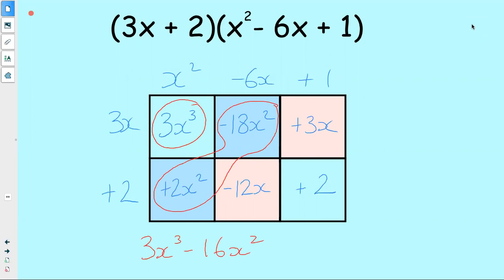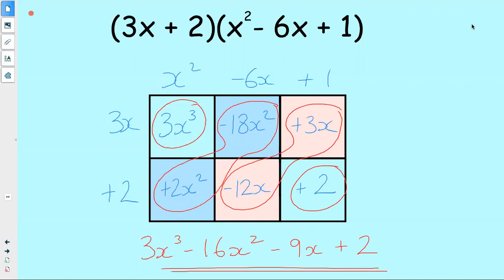And when we look at my x terms, I've got a negative 12x, add on a 3x. So that becomes negative 9x. And then I've got a positive 2 just sitting there on its own. Nothing has been added or subtracted from it. So that's my final answer. 3x cubed, subtract 16x squared, subtract 9x, add 2. Okay, please write that down in your jotter for me.